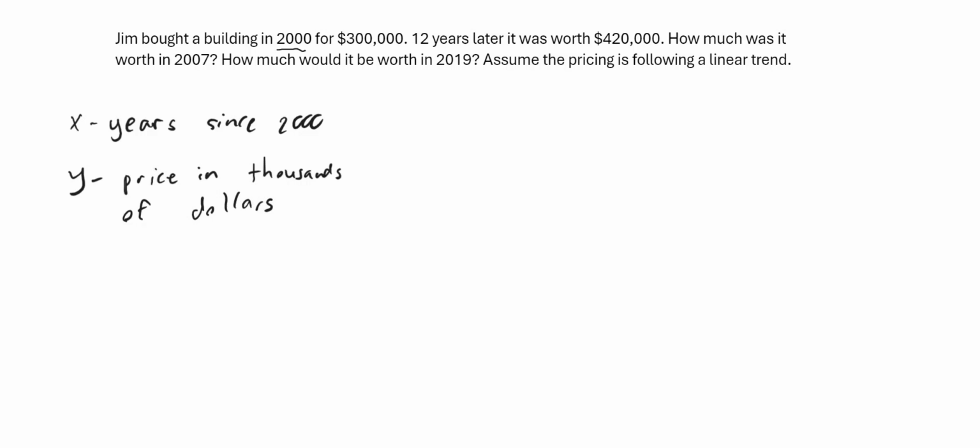And now we can determine our points that are given by our problem. So 2000, how many years has that been? Since 2000, 0. And then price in thousands of dollars, 300. That's also going to make it just really easy for our calculations. It's just important to remember to switch back at the end when you're writing your answer out.